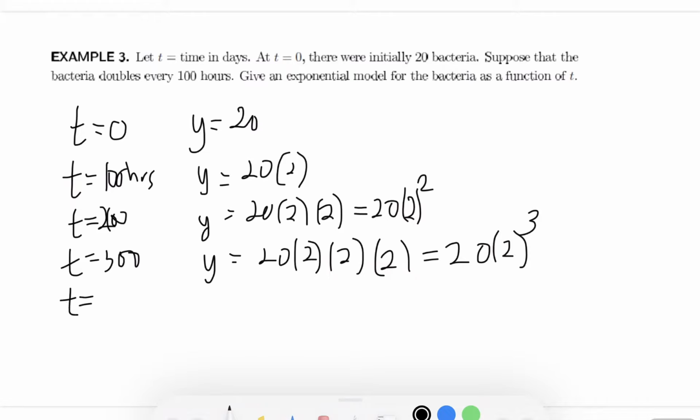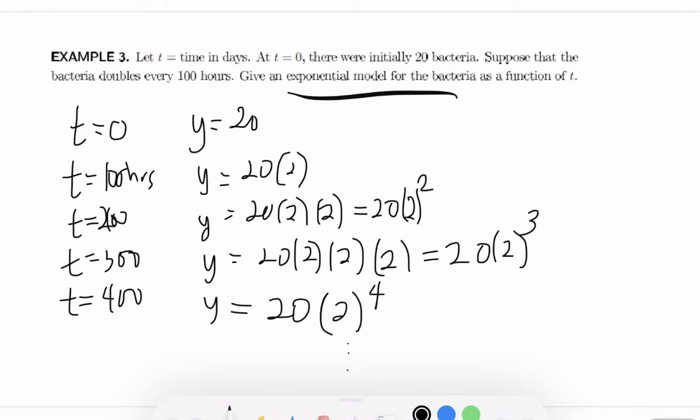Okay? At t equals 400 hours, we have y. The pattern is now 20 times 2 raised to 4. And so on after every 100 hours. So how can we give the exponential model? So based on this one, in general, the exponential model for this one is y equals y sub o.